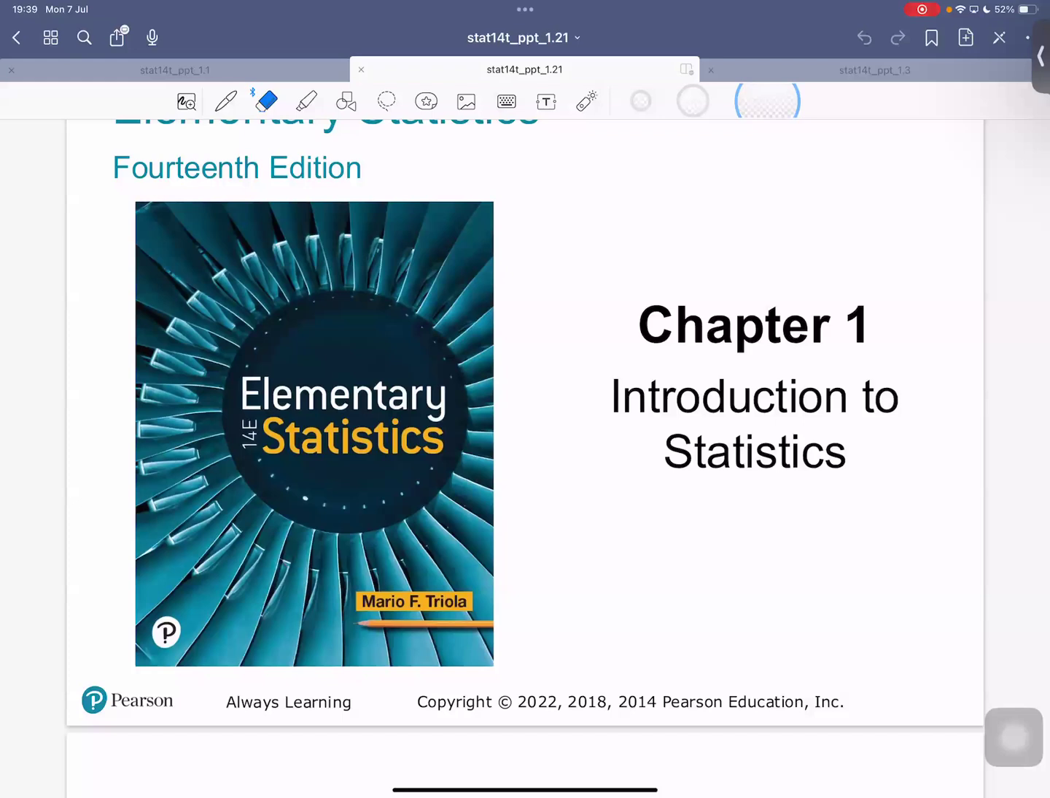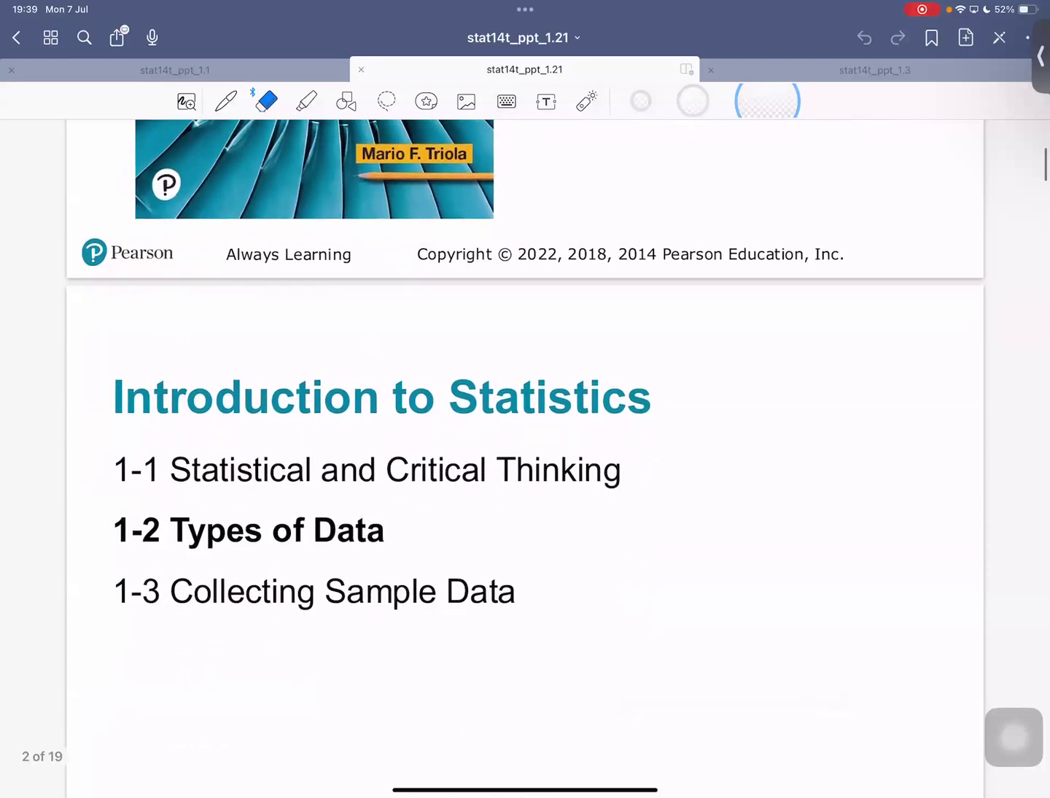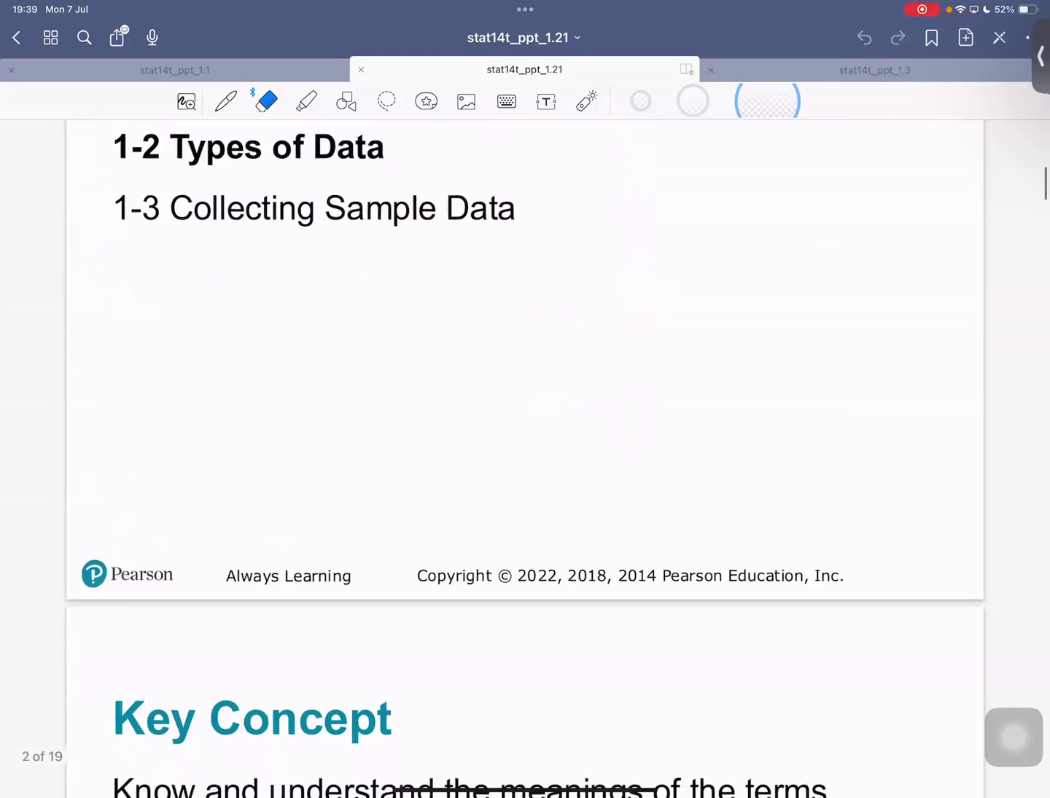Okay, so let's move to the second section: types of data.